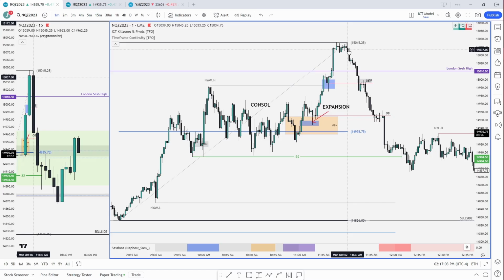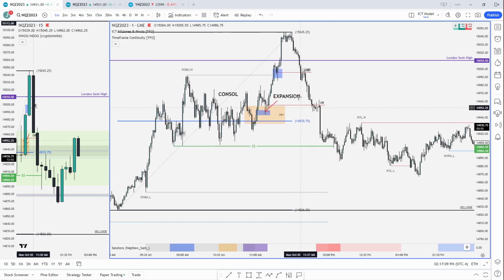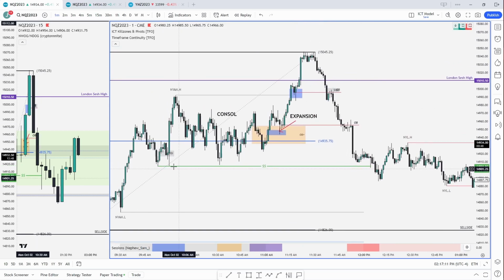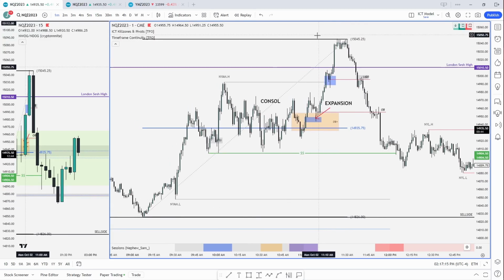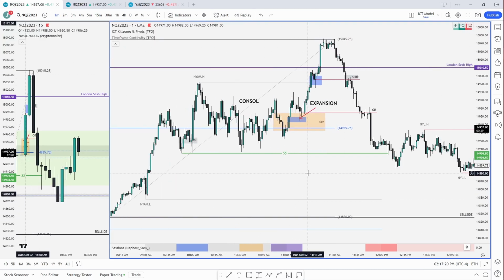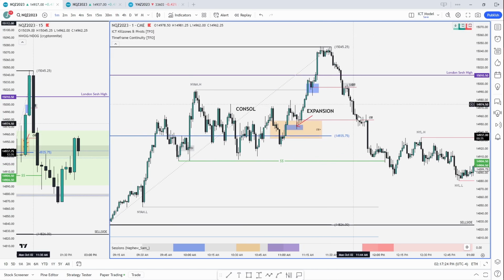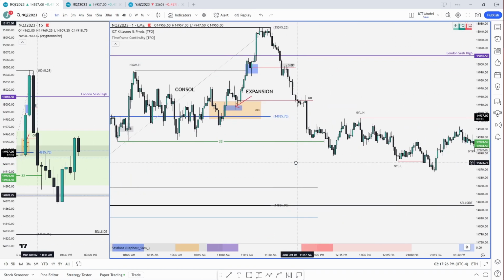Then after reversal, you can either have expansion or retracement. Here's your expansion. Okay. Make sense? Expansion where? Into the sell side liquidity, as well as the dealing range discount. Okay. So you could see this as a retracement. So reversal into a retracement, back into 50%.